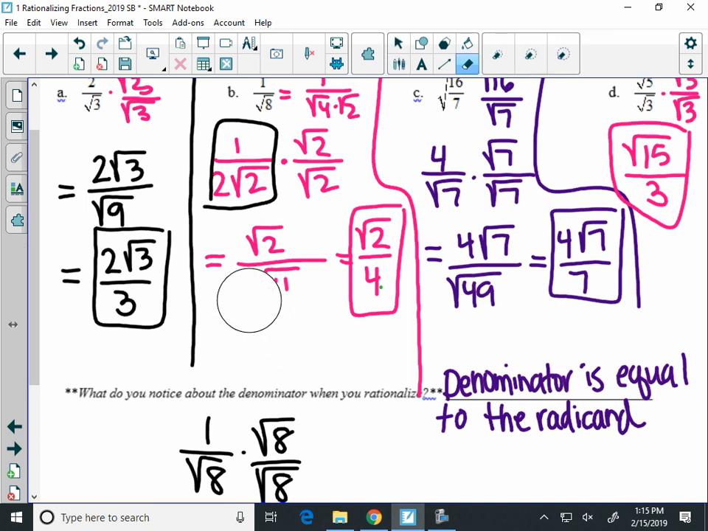Instead of writing 2 times radical 4, I could have written 2 times 2. Still gives me 4. Still works. Don't worry. Just go with it. You'll be fine. So let's look at the bottom.